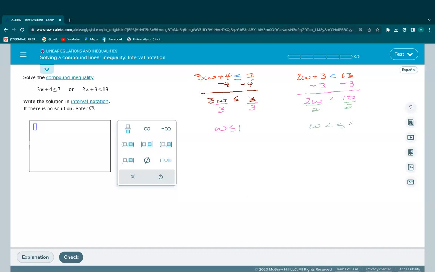All right, so then I have them. If I'm looking at my answers, they are in order from smallest to largest. So what I do personally is I make a number line. On my number line, I need to have my smallest number, which is 1, and my largest number, which is 5. 5 has an open circle because it's just a less than, and 1 has a closed circle because it's or equal to.